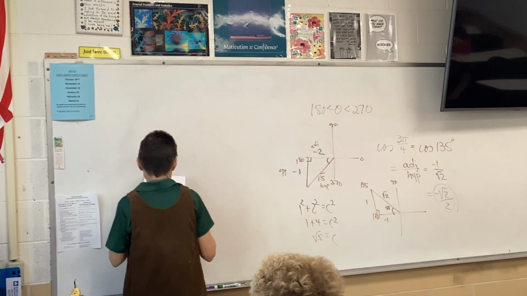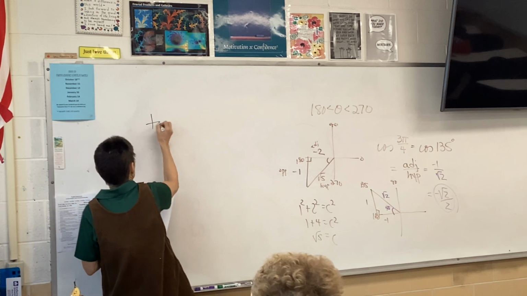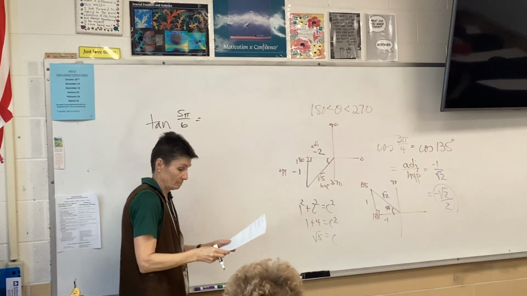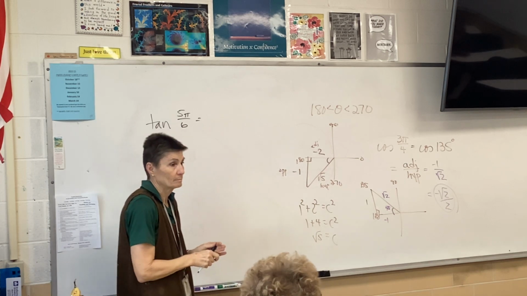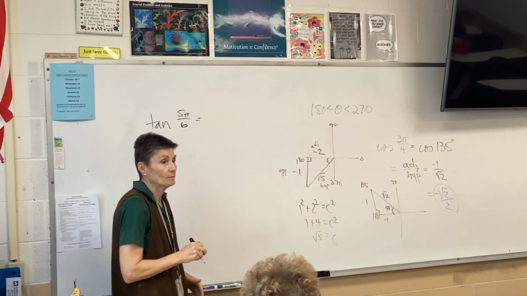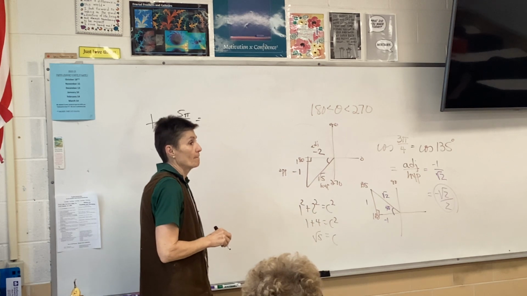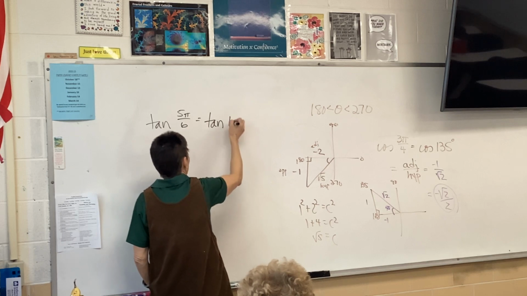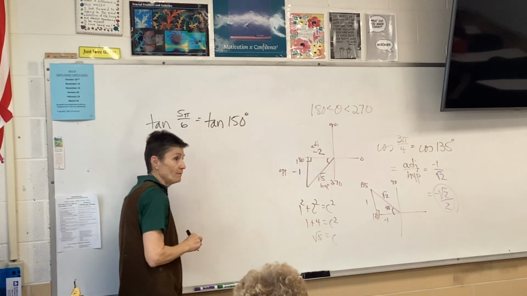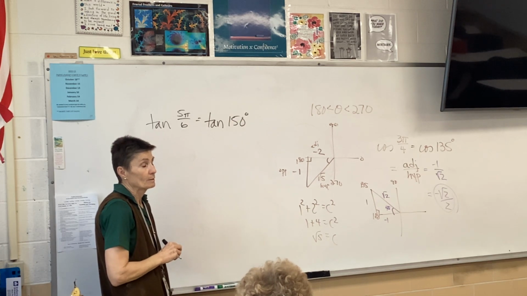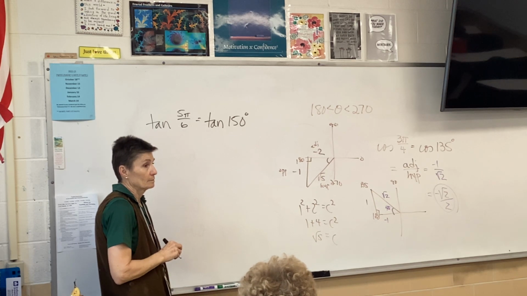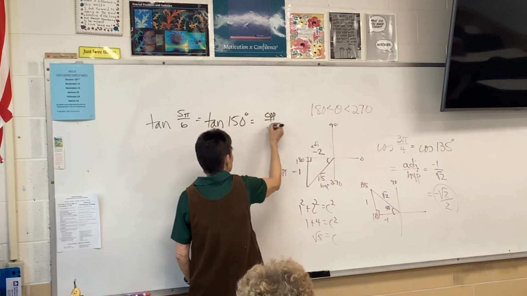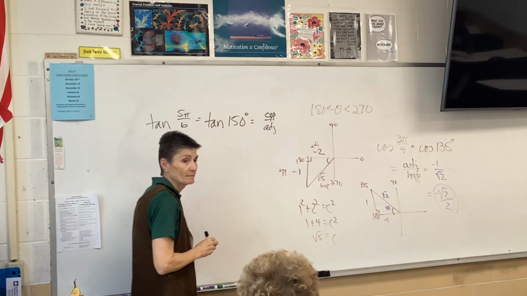All right, let's try this. Tangent, 5 pi over 6. What's the first thing we do? Take care of that angle, so that's going to be the tangent of 150. Y'all get 150? That's not the answer. Tangent is going to be opposite over adjacent, right? That's going to be my answer.